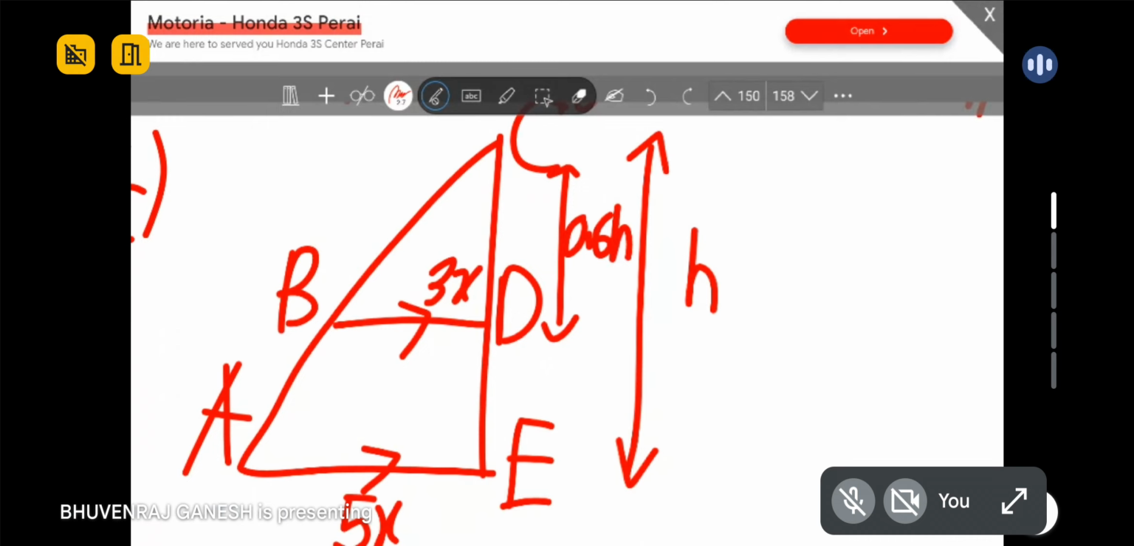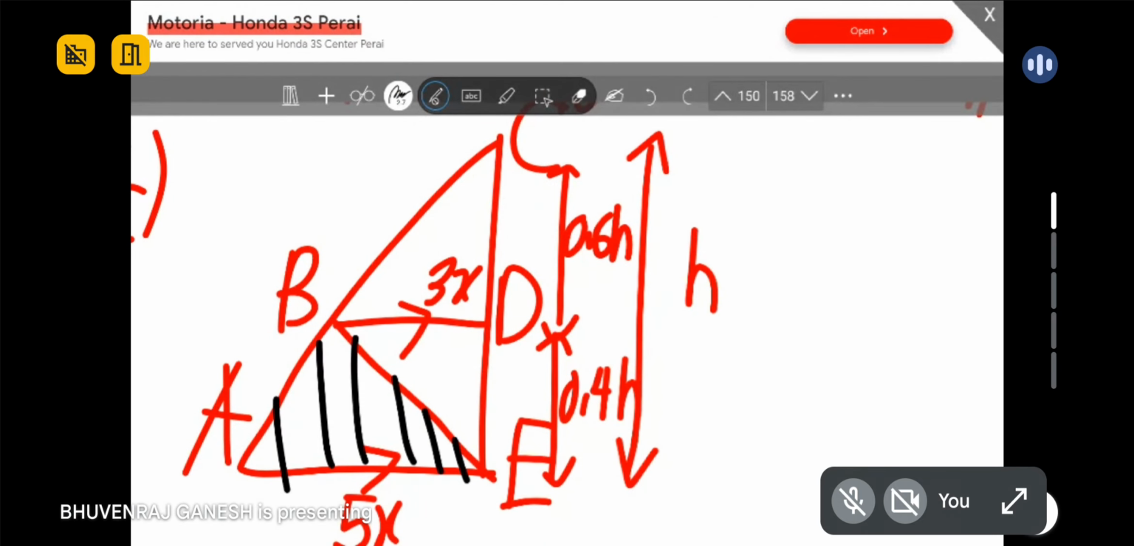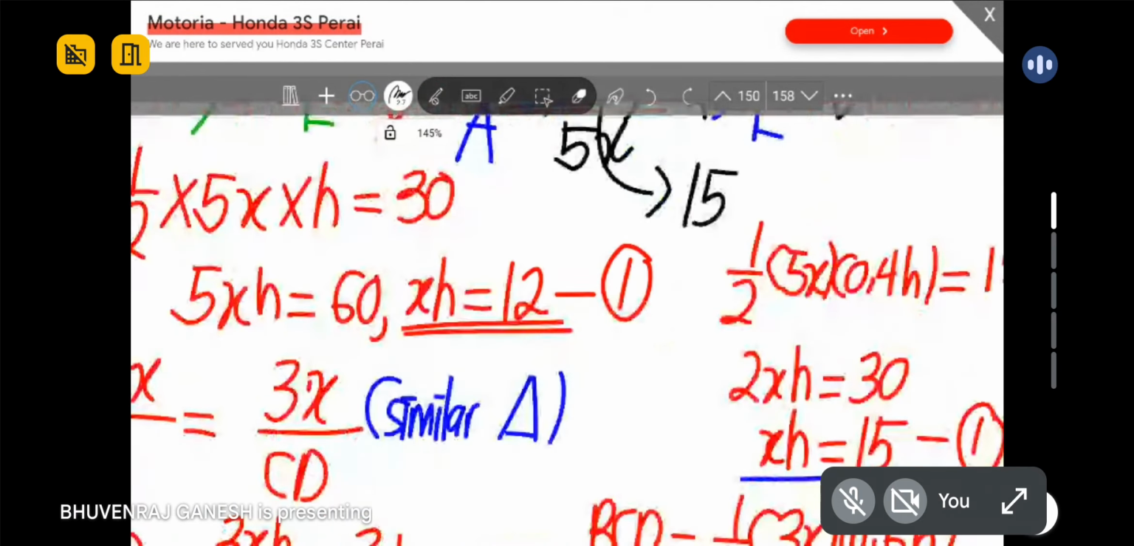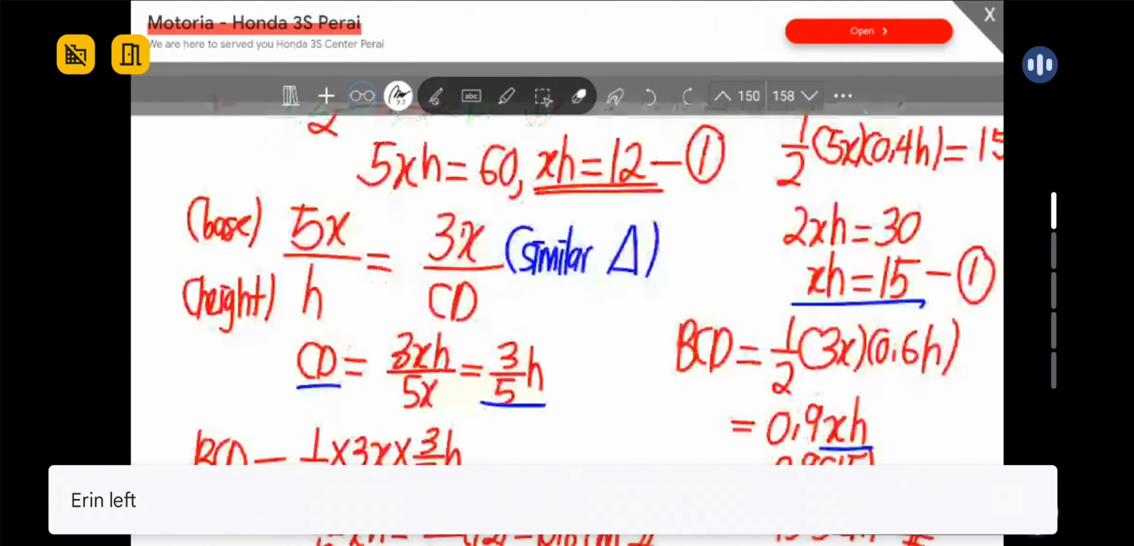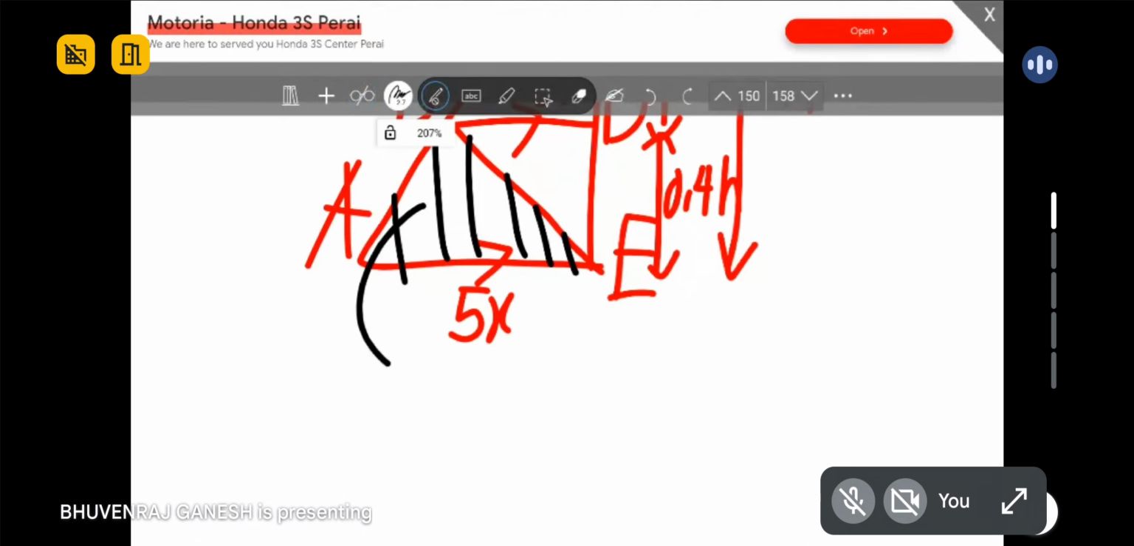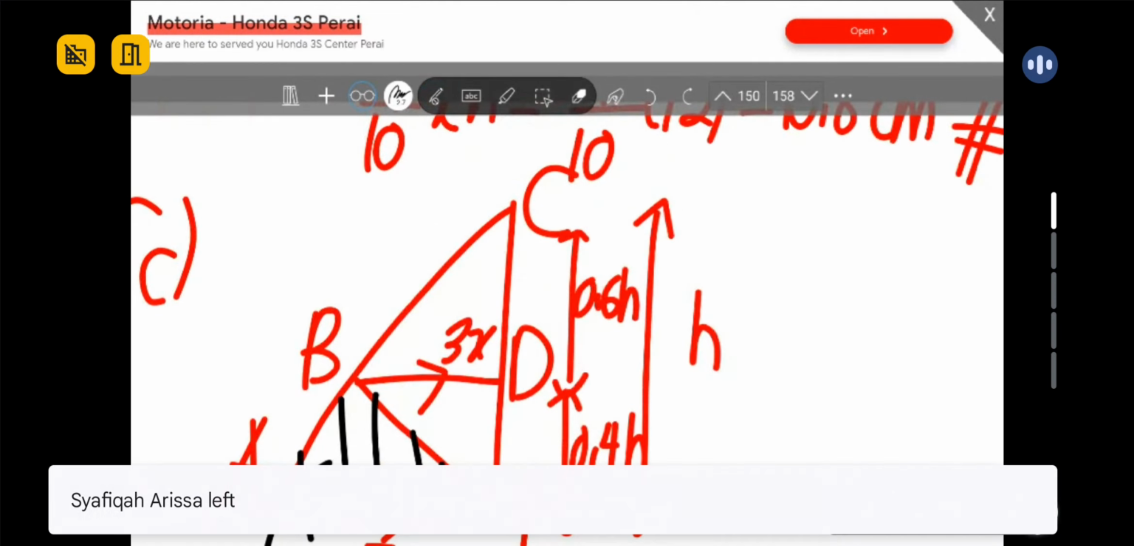This one is 0.4h. So all the information I label, this is ABE. The question tells me that ABE is equal to 18 for question C. Okay, so I just label ABE, this is 18. Now the question is find BCE area.